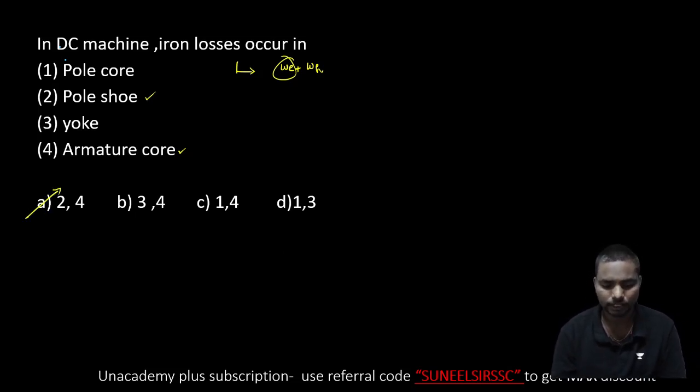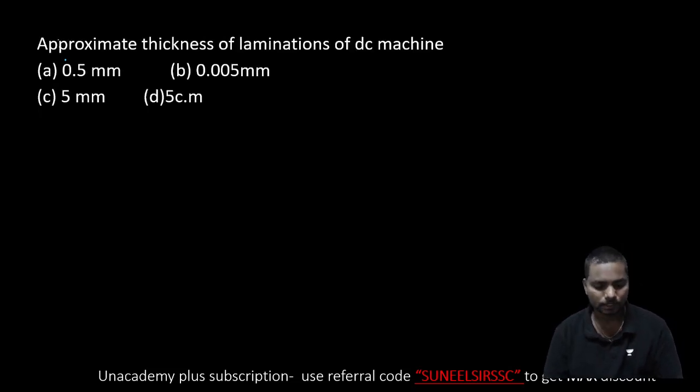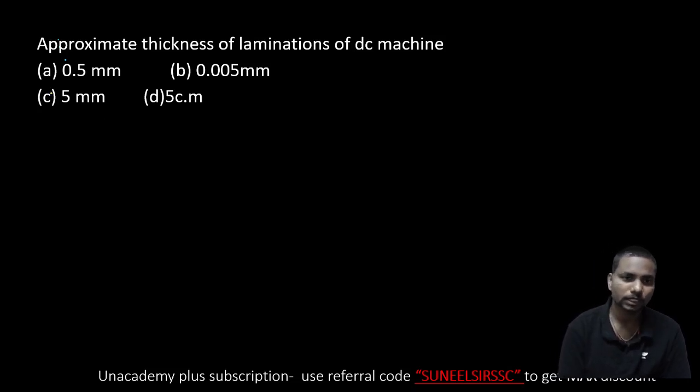Coming to the next question, guys. Approximate thickness of laminations of the DC machine is dash. Just now I have given. What is the approximate thickness of lamination? Generally we are going for 0.5 mm.